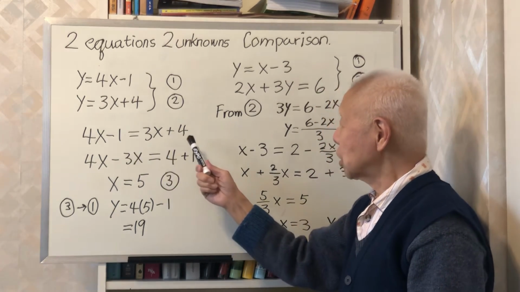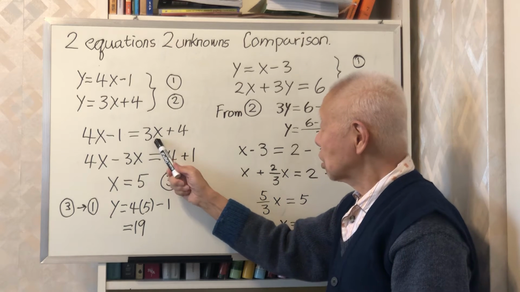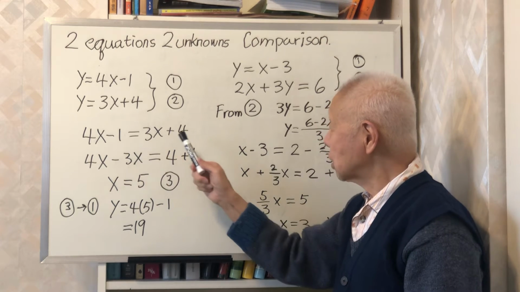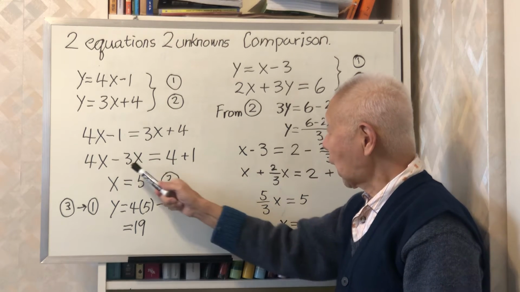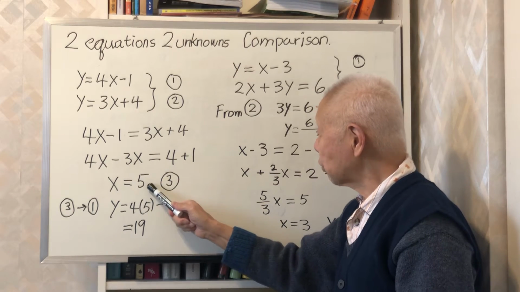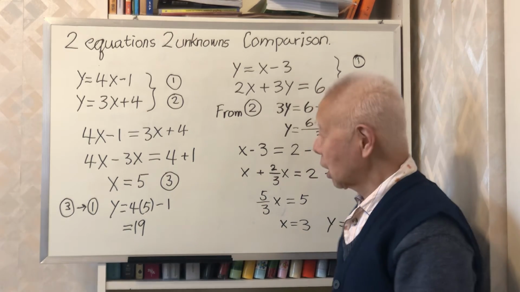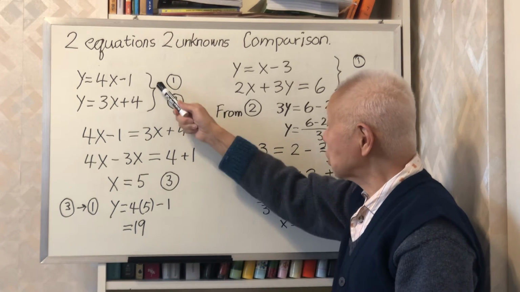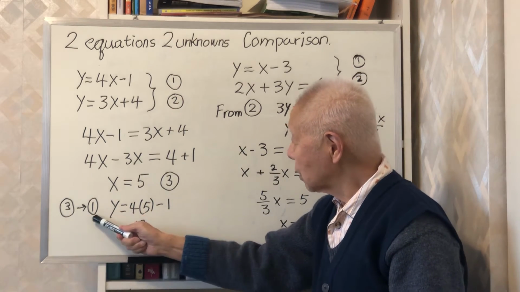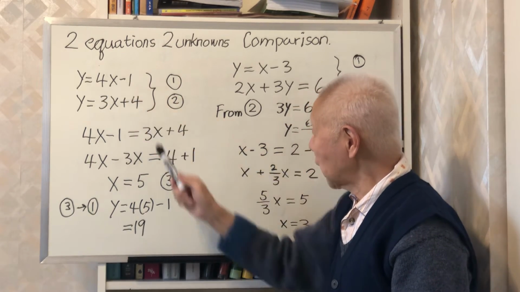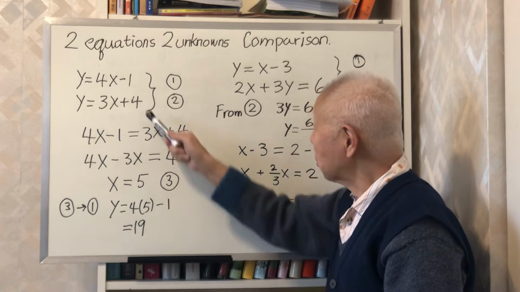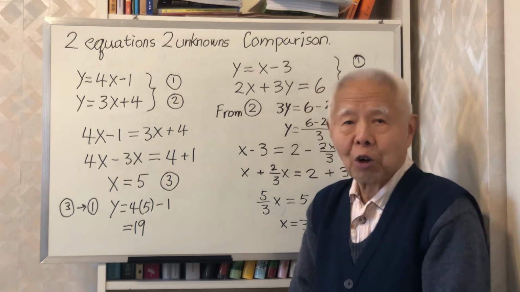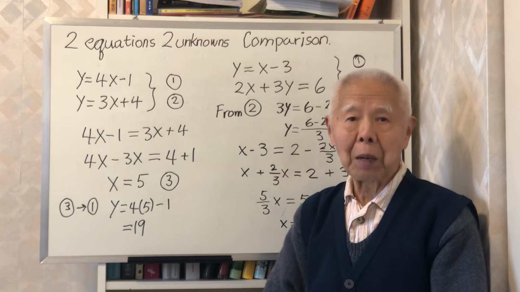So once I have this, move the 3x from right to left, move the -1 from left to right, I have x equals 5. Let me call this equation 3. I substitute the 5 into equation 1. So y is equal to 4 times x, which is 5, minus 1, I have 19. So this is how you solve this example.